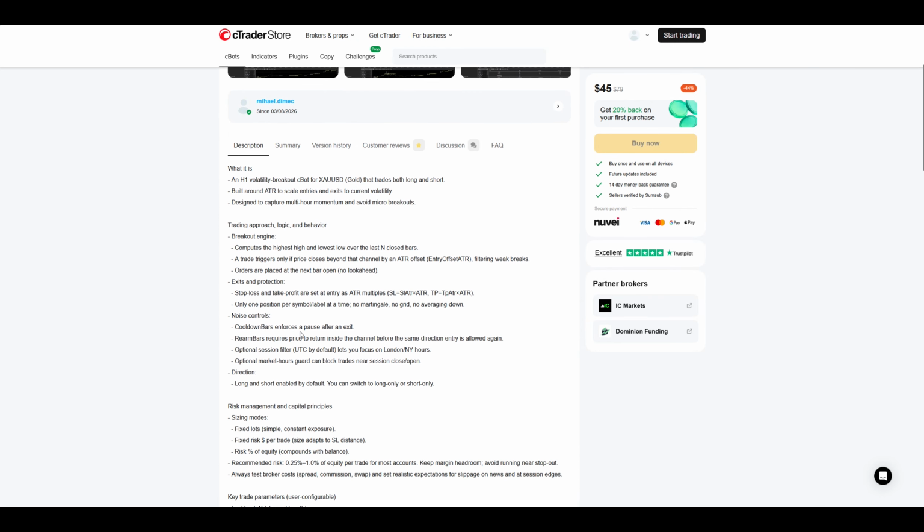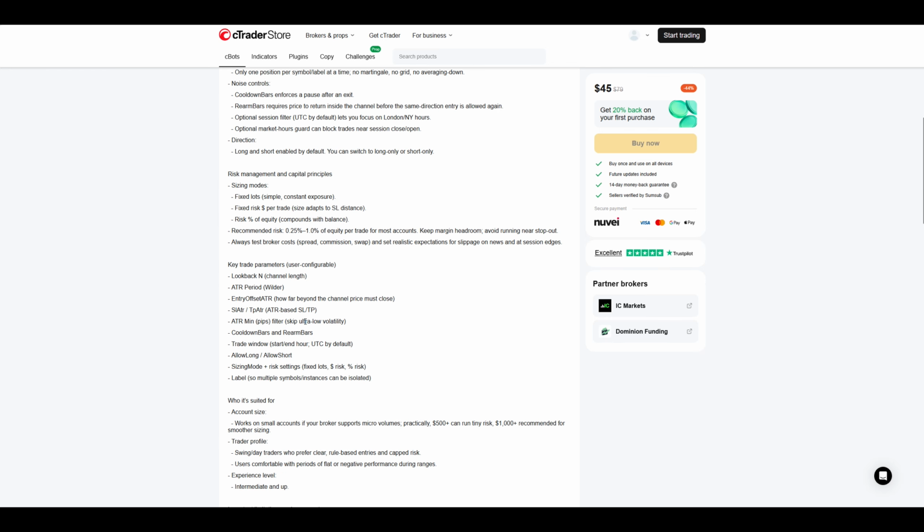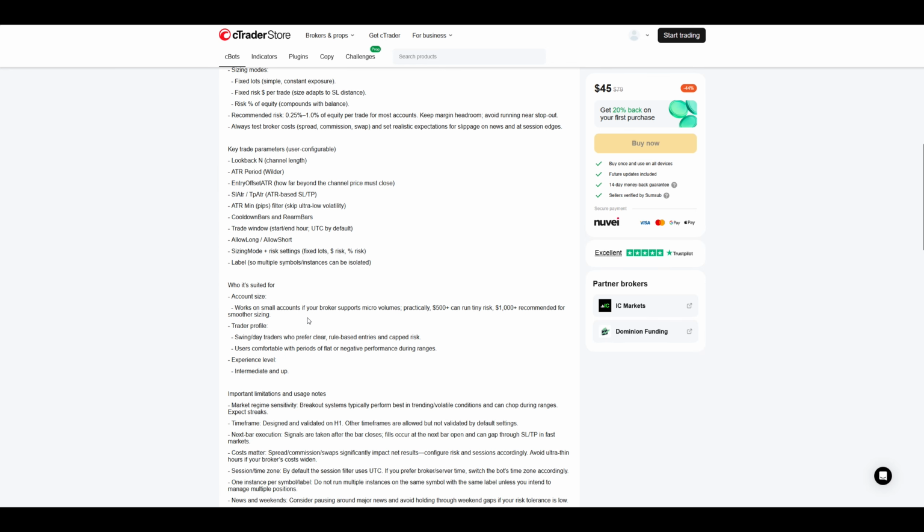If you're interested in trying the strategy, please make sure you understand the risks involved with automated trading and test it with an account size and risk level you're comfortable with.